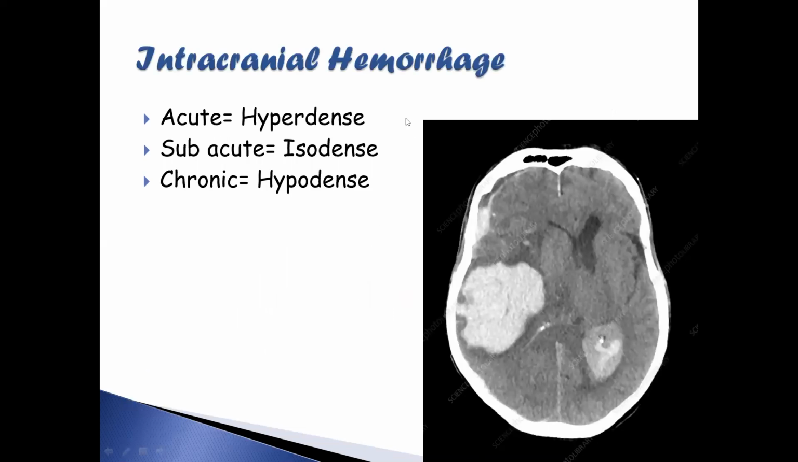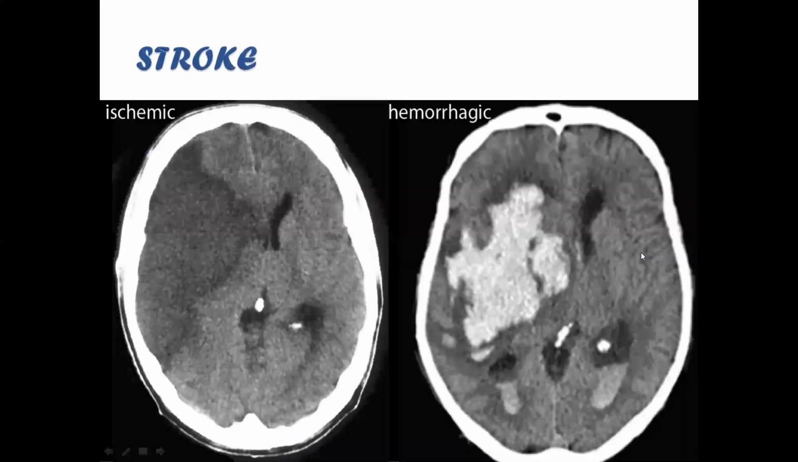Intracranial hemorrhage is something we've already talked about. Acute is going to appear hyperdense like this. Then subacute will be isodense, similar to brain matter, and chronic will be hypodense, which will appear darker. Then this is stroke. Remember we said that ischemia is going to appear dark on CT, right? So this is ischemia, and hemorrhage is going to appear white. Basically, that's all about how to evaluate intracranial or cerebral hemorrhage.